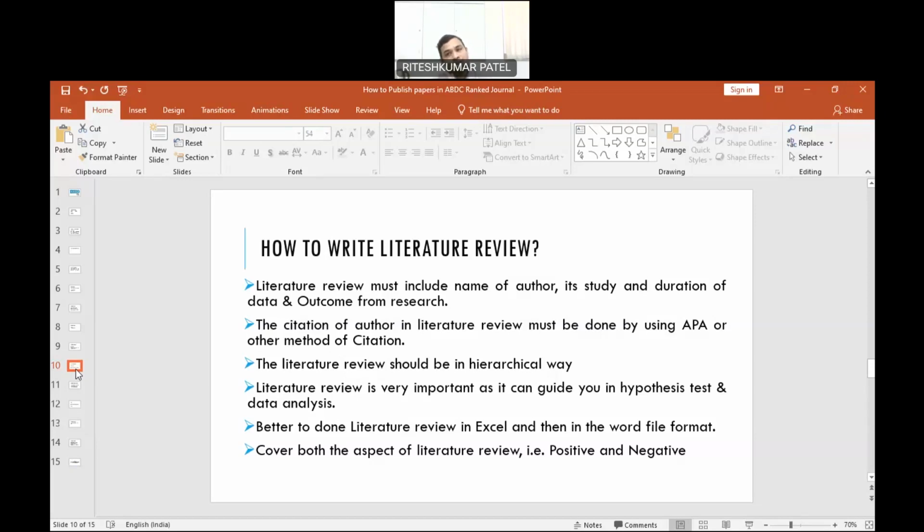So that in a Word file you will be able to make it in a proper way. You will be able to show how it can be done over there. Most importantly, cover both aspects of the literature, positive and negative. See, there is never one dimension. There may be other dimensions as well.